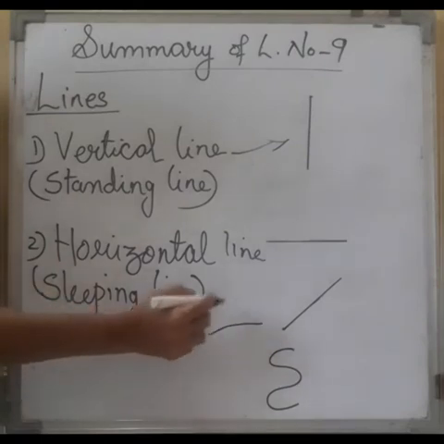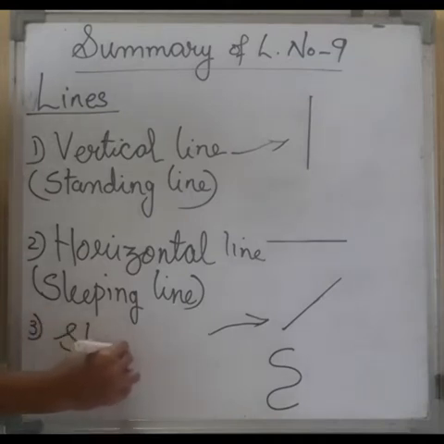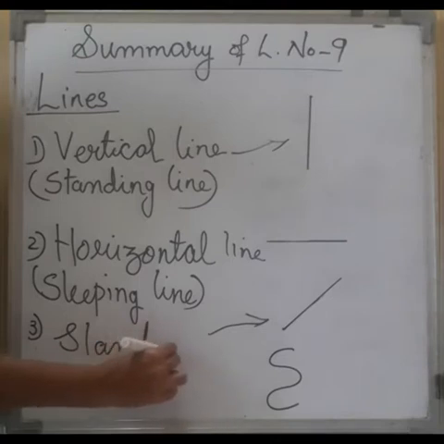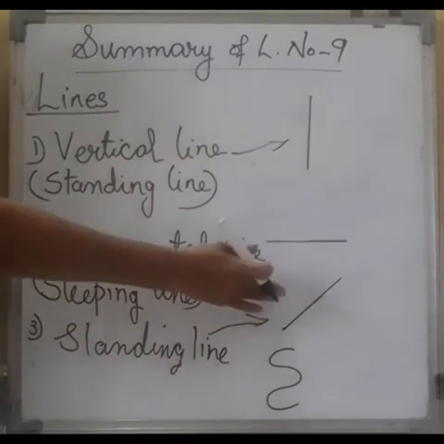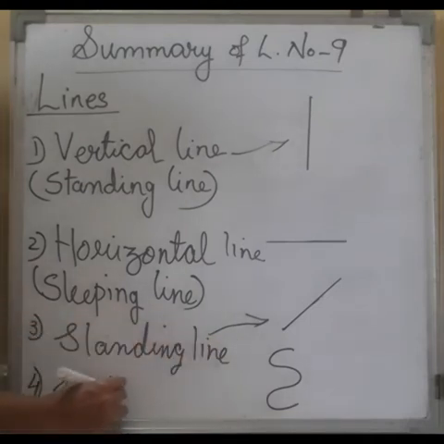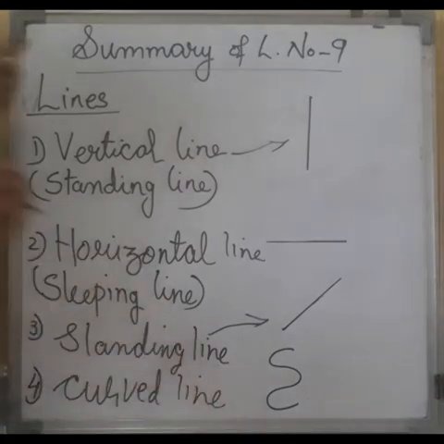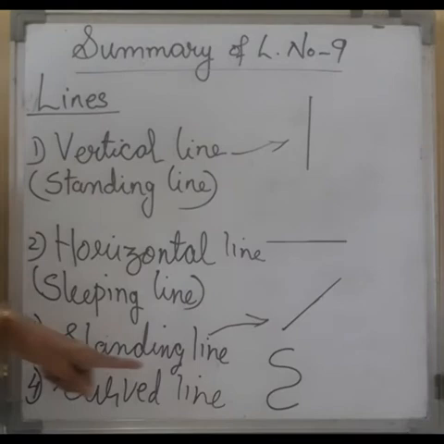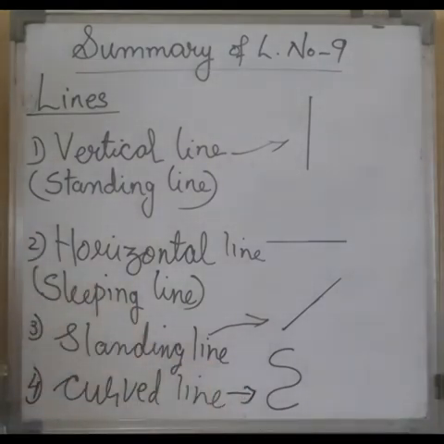Third one is slanting line. This line is a little bit slant. And the fourth one is curved line. This is a curved line. These three lines are straight and this line is curved. Okay.